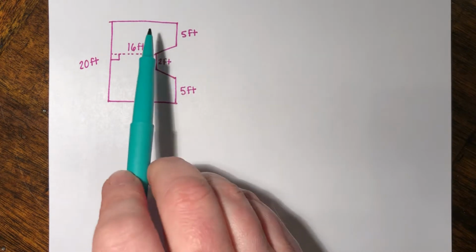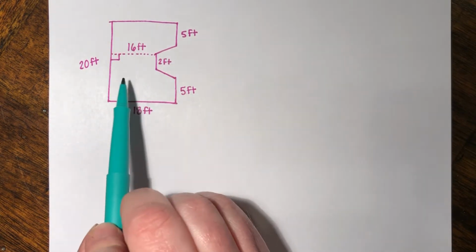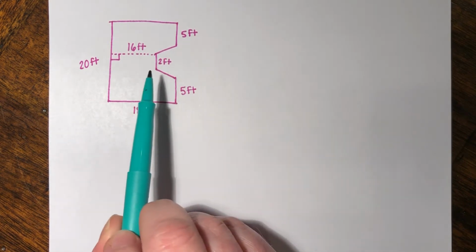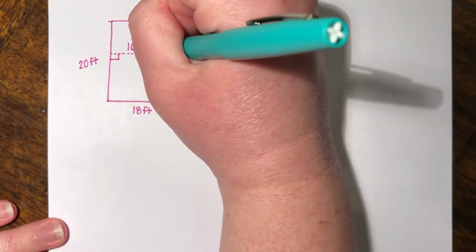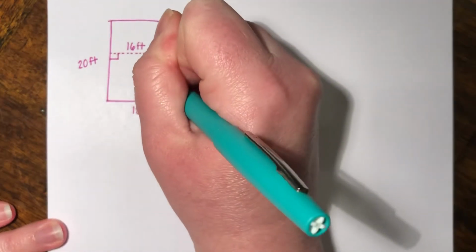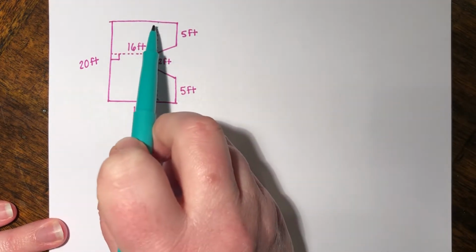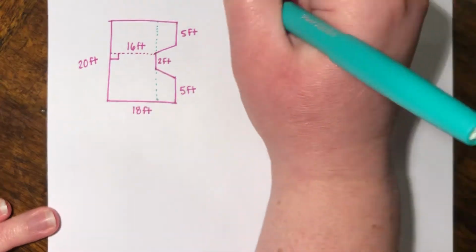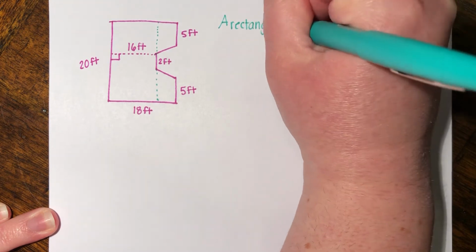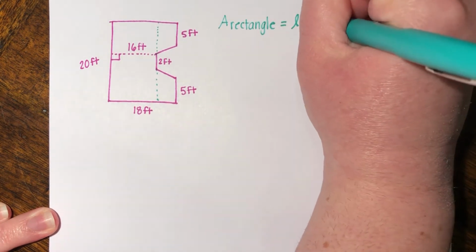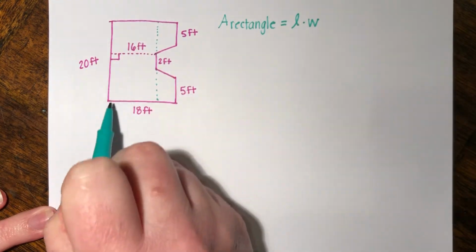Okay, looking here, we've got this little dip right in here, this little chunk that's taken out of this large rectangle. So let's see if we can still make this rectangle without this chunk. If I go ahead and extend my line here, I now have a large rectangle right here. Okay, and we know that the area of a rectangle equals length times width. So we can go ahead and calculate the area of this portion right here.